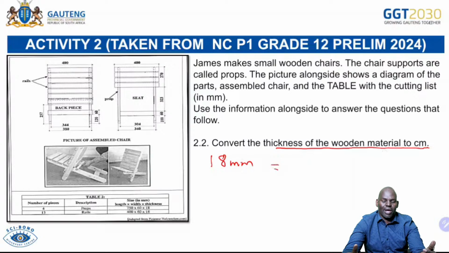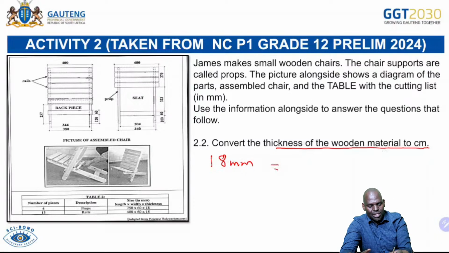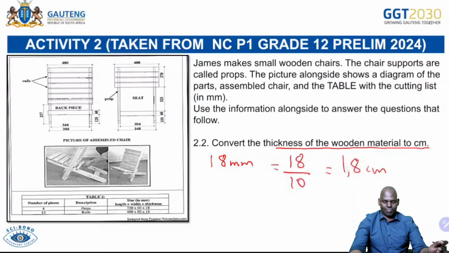We need to divide by 10. So we take 18 and divide it by 10, and then it's 1,8 centimeters. That is how easy these questions are. That is number 2.2.